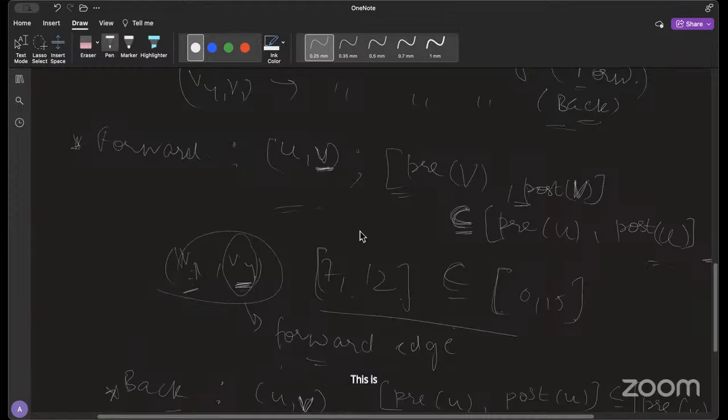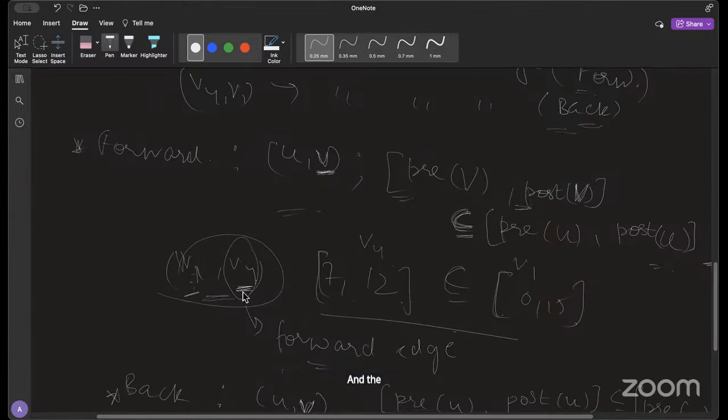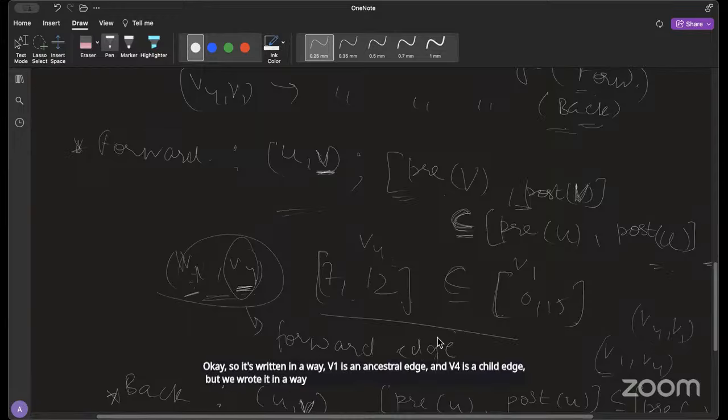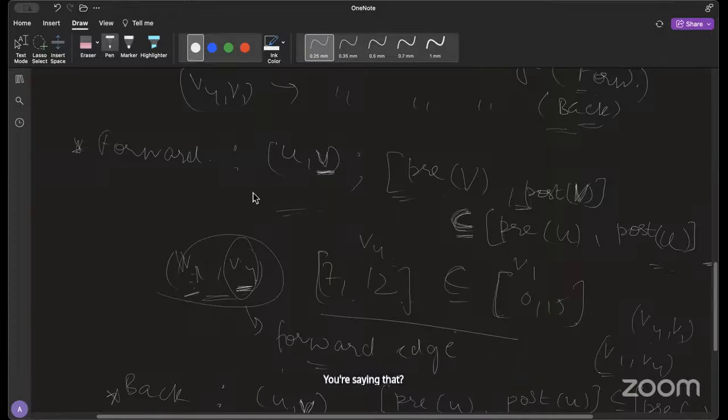This is for V4. This is for V1. Now from V4 to V1, you have an edge, and the edge is V1 to V4. We're not talking about the edge V4 to V2. We are talking about the edge V1 to V4. Okay, so it's written in a way that V1 is the ancestor and V4 is the child. But we wrote it in a way that V4 is contained in V1. In that way you wrote it. You're saying that V1 is the ancestor, right, ma'am?